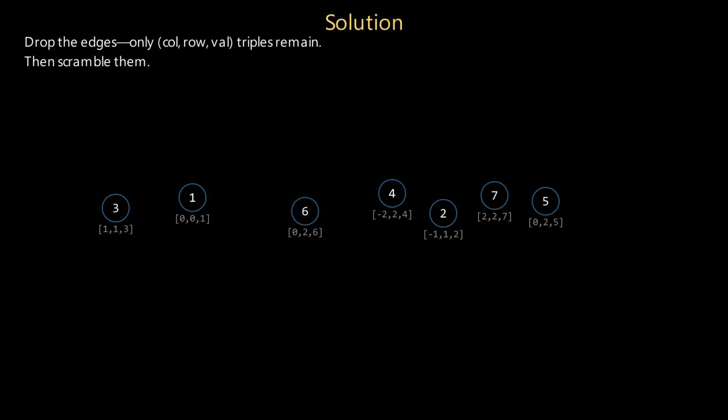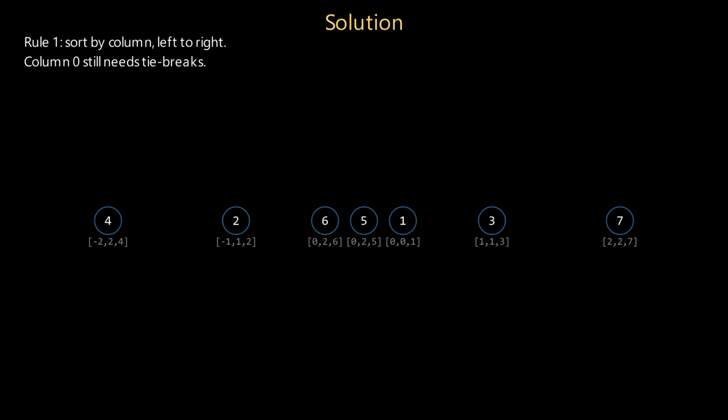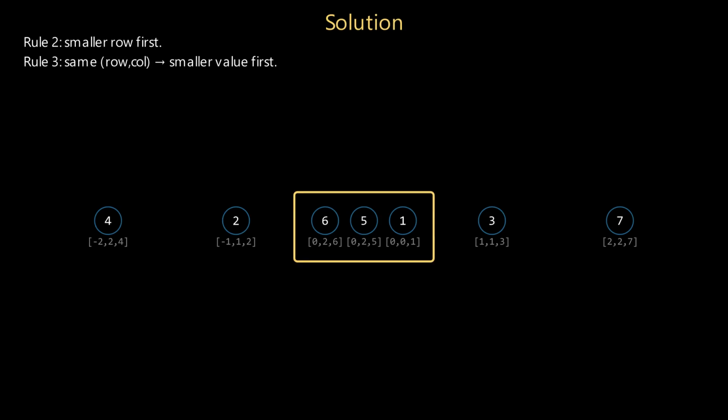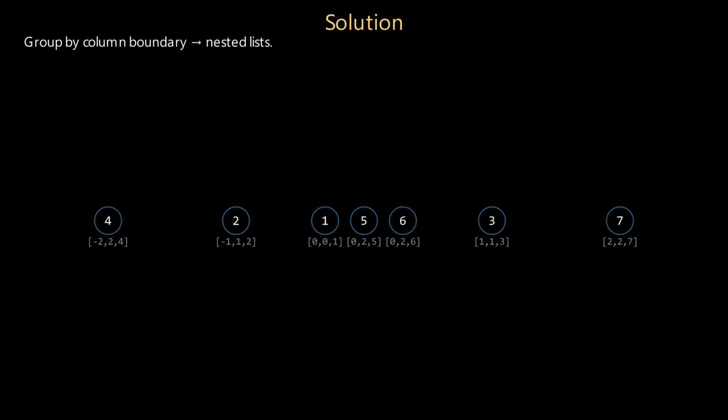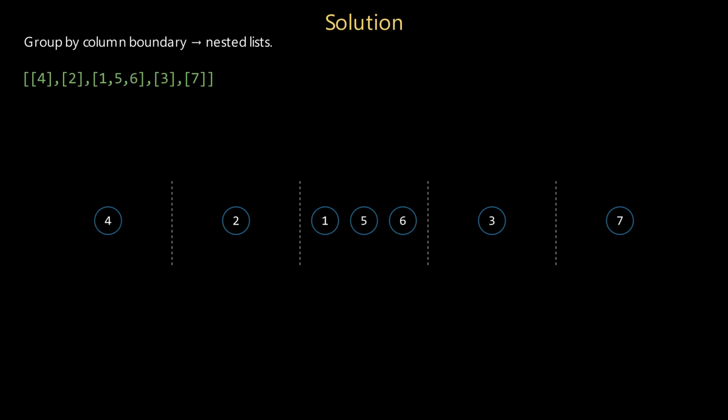Next we line them up with the sorting rules. Rule 1, arrange by column from left to right. That groups the vertical strips. Look at column 0, 3 nodes share it. Who comes first? Rule 2, shallower rows come first, so the root moves ahead of the deeper pair. Rule 3, if row and column match, smaller value comes first, that is why 5 appears before 6. Finally, cut between columns. 5 groups, left to right, match the vertical order traversal.